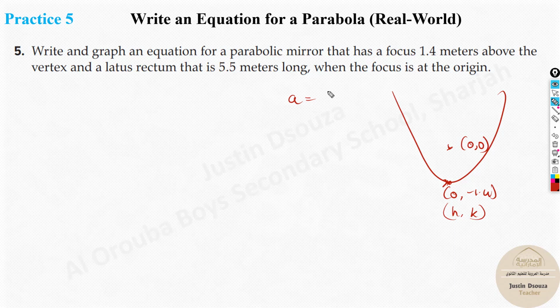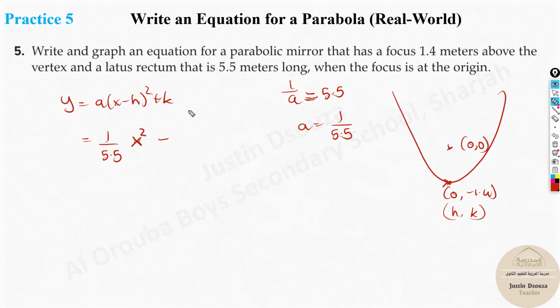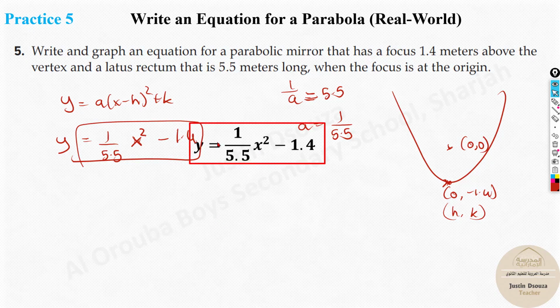Now, what is this? 1 by A value is 5.5, because latus rectum formula is 1 by A. So what is A value? Take A to the other side, it will be 1 by 5.5. The standard form is y is equal to A into x minus h the whole square plus k. And here all you need to do is substitute it. A is 1 by 5.5, x squared, why? Because h value is 0, so it'll be x squared, and minus over here because it's minus 1.4. As simple as it gets. That's all, equal to y. That's the standard form. It's 1 by 5.5 x squared minus 1.4.